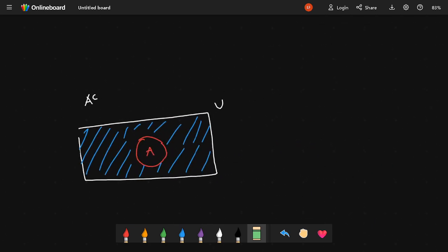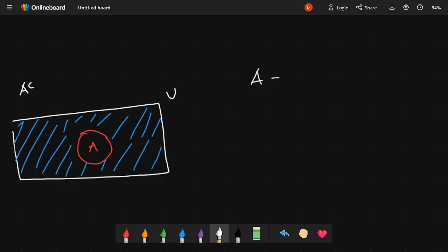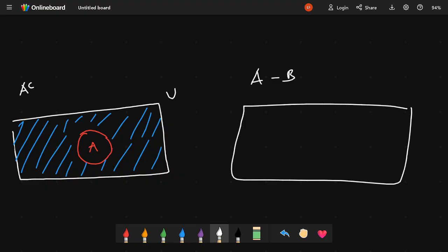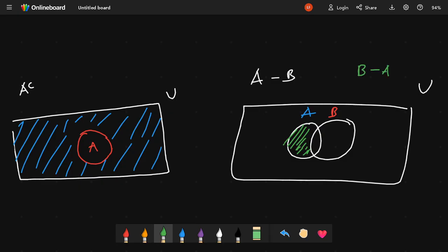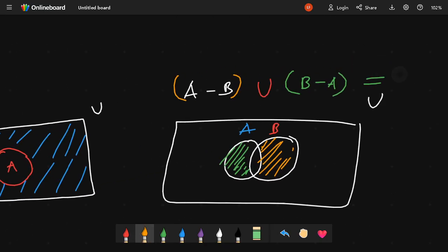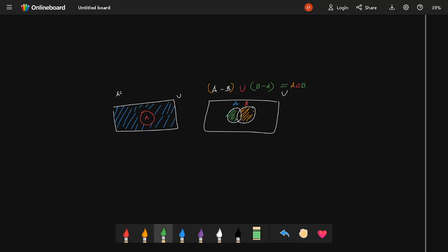Now we're gonna talk about A minus B. How do we draw A minus B in the form of a Venn diagram? We take our universal set and we have our A set and our B set. A minus B would be everything inside of A that doesn't have B, like this. And the same way you could say B minus A is everything inside of B that doesn't include A. And if you take the union of both, then you get your symmetric difference. So this is your symmetric difference of a set.